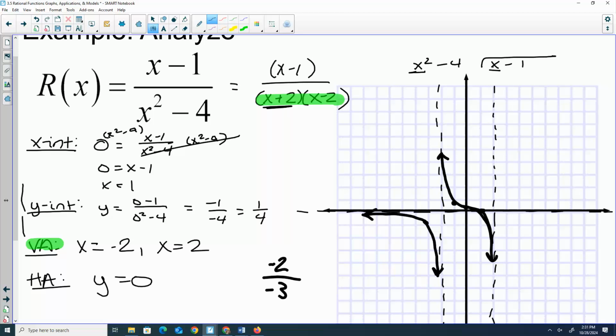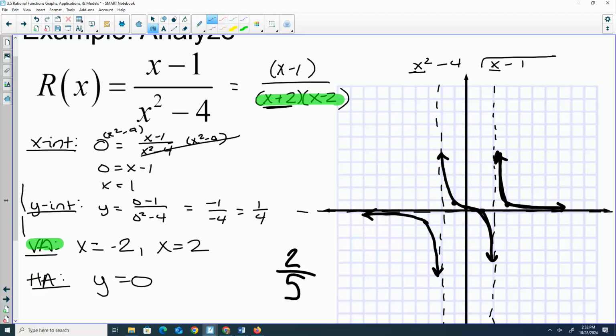Okay, so what are the 2 options for my third piece? It's either above or below, right? So give me a number I could plug in to figure that out. Positive 3. So 3 minus 1 is 2. 3 squared is 9. Minus 4 is 5. So when I put in 3, I get out 2/5. So that section is, yep, it is going to get closer to my horizontal asymptote. So the horizontal asymptote is, as time goes on, we get close to it. So the ends are approaching, the middle may cross through.